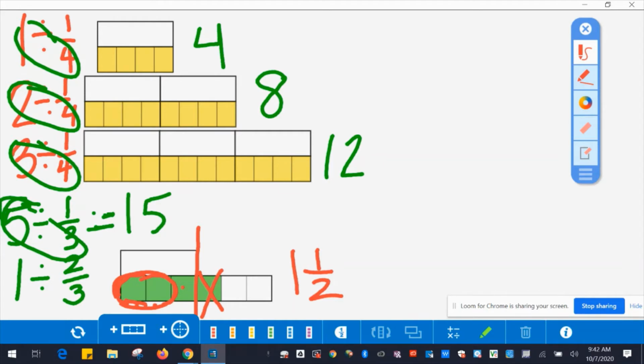Now let's look at that. How could I get 1 and 1/2 by looking and using this pattern of multiplying? Well, what is 1 times 3? 1 times 3 is 3.